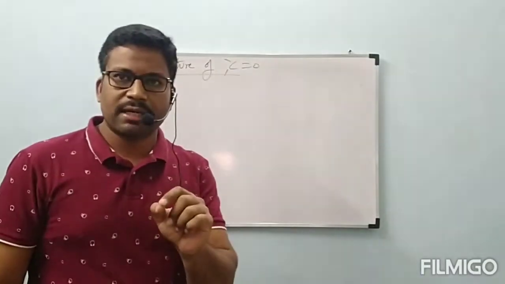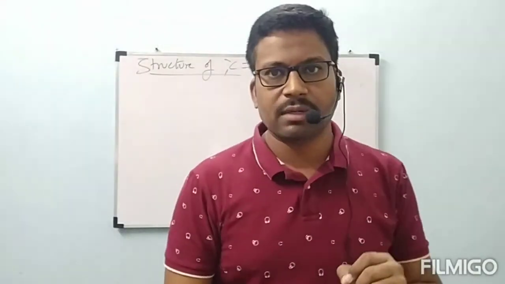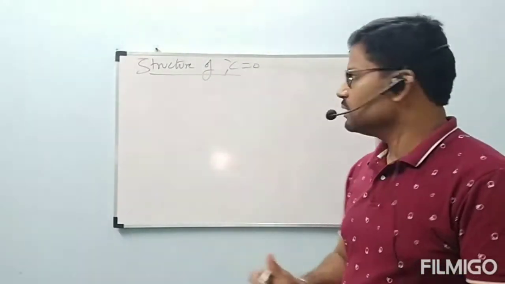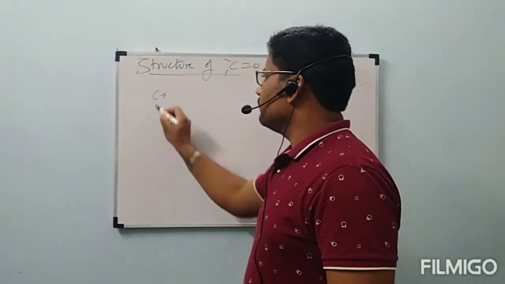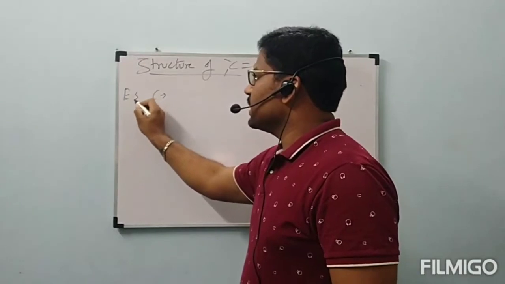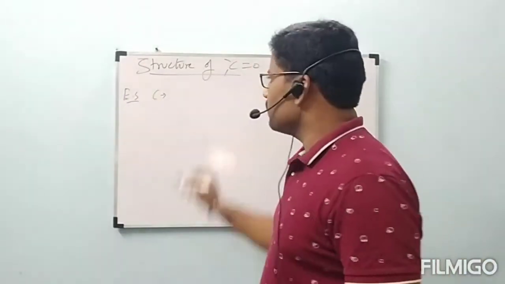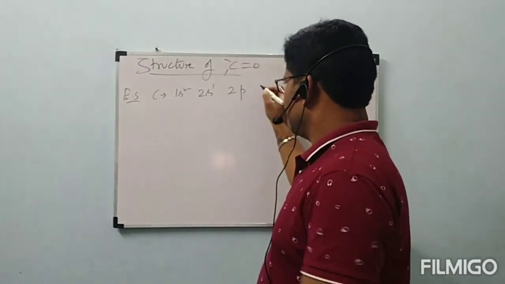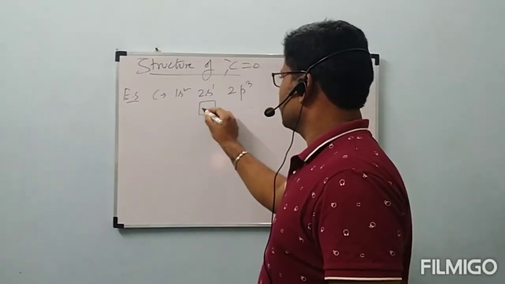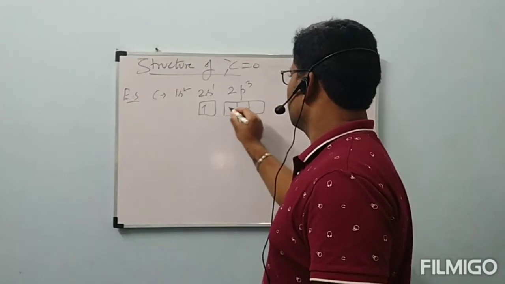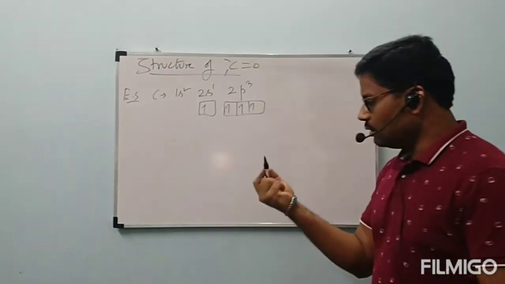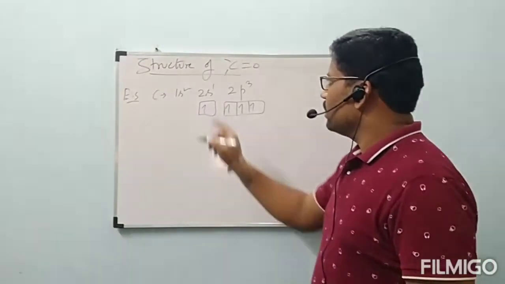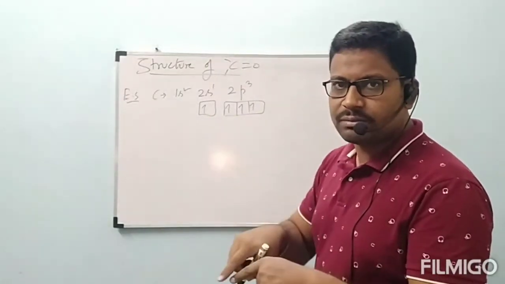Aldehydes and ketones commonly contain C double bond O, that is the carbonyl group. What is the structure of the carbonyl group? Now we are going to discuss that. It mainly contains carbon in the excited state, whose electronic configuration I am writing directly. The excited state electronic configuration of carbon is 1s2, 2s1, 2p3.